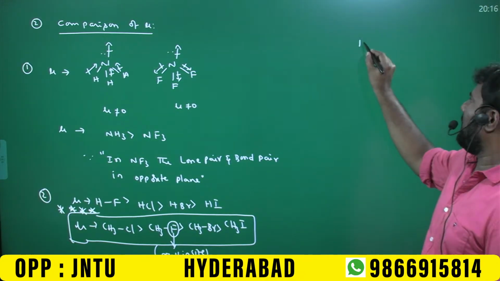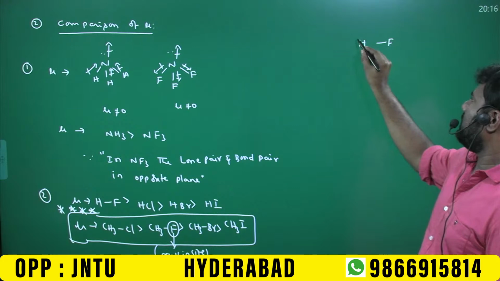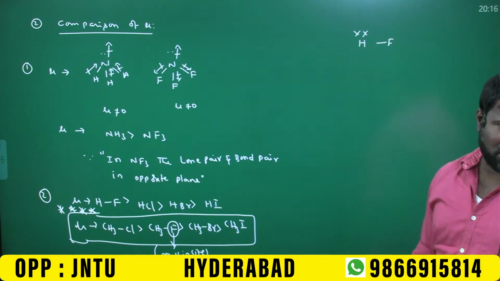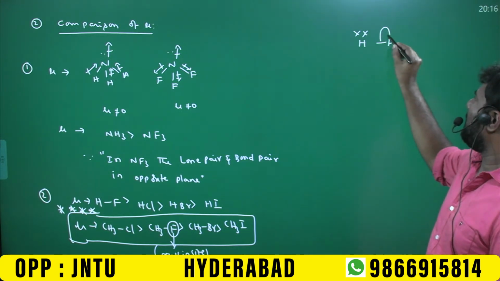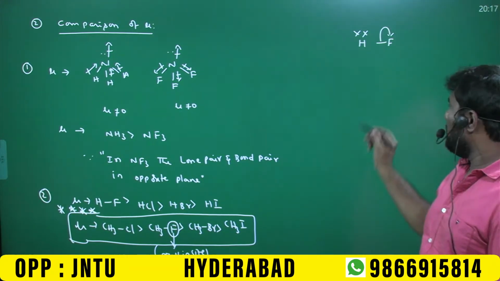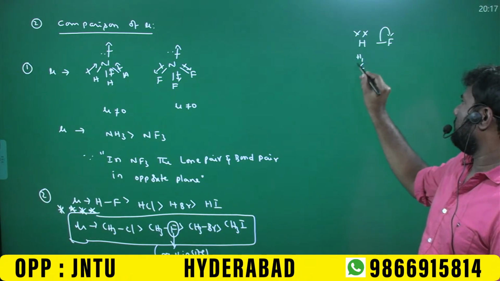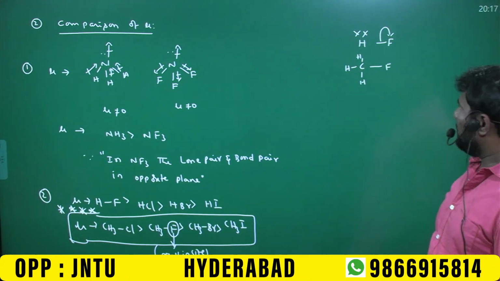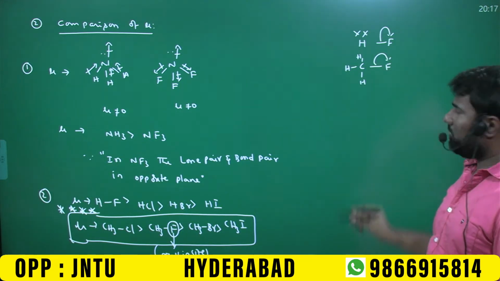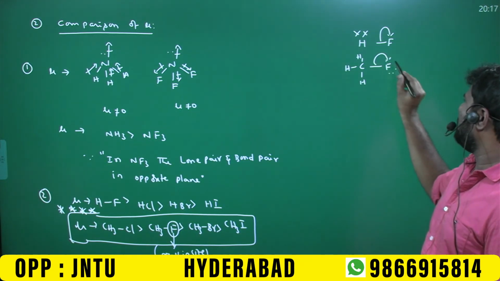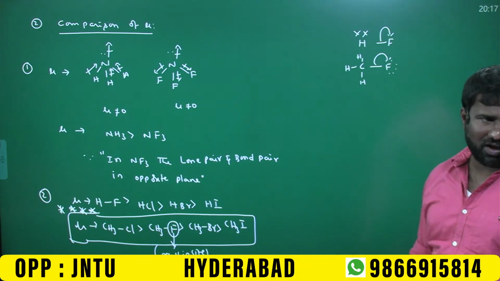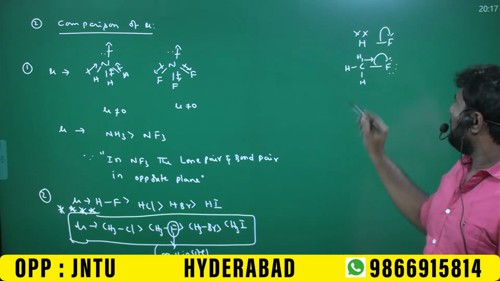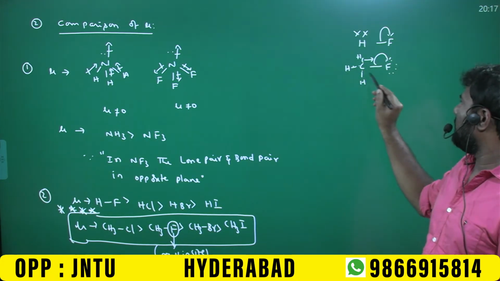The reason is, look, here in HF the hydrogen doesn't contain any lone pair of electrons or bond pair of electrons. So that is the reason this pair of electrons is strongly attracted. But in the case of CH3F we have 3 bond pairs. If this pair of electrons is strongly attracted, fluorine already has 3 lone pairs of electrons. Then if this is closely attracted, what will happen?